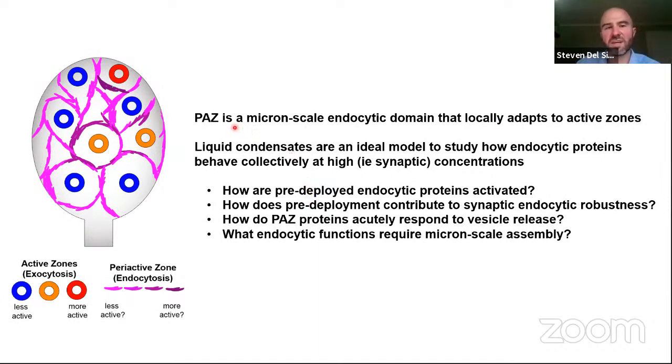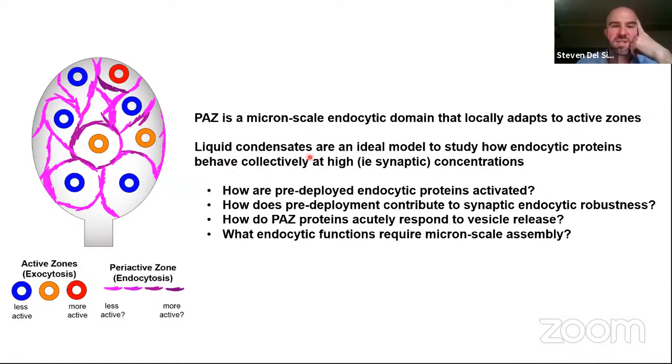And so just to put that in the context of the synapse, the model here is that this periactive zone is this micron scale endocytic domain that, based on our new in vivo analysis, we think can adapt itself locally to the release properties of nearby active zones. And that these liquid condensates are really a great model system to study how endocytic proteins behave at these really high concentrations that we know are happening in vivo.